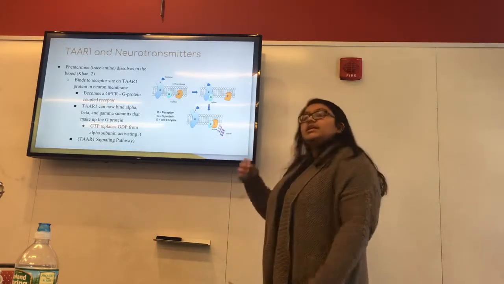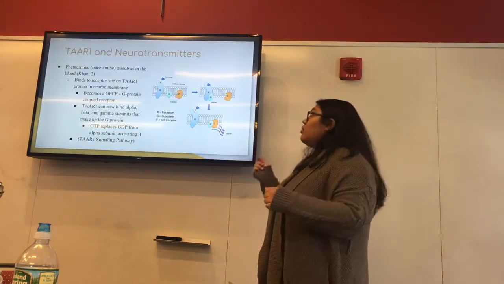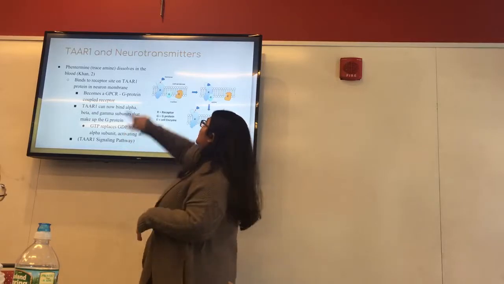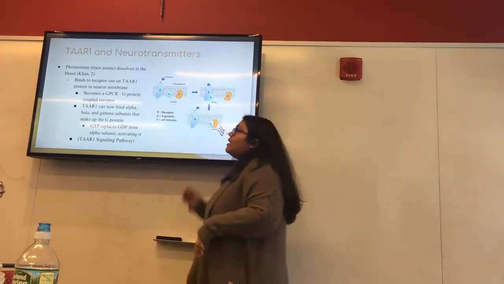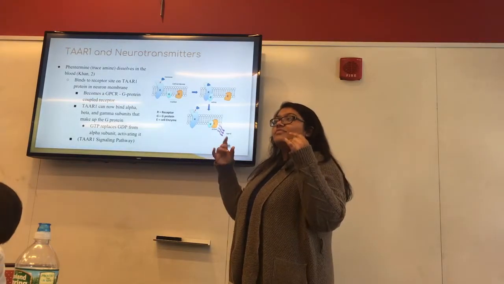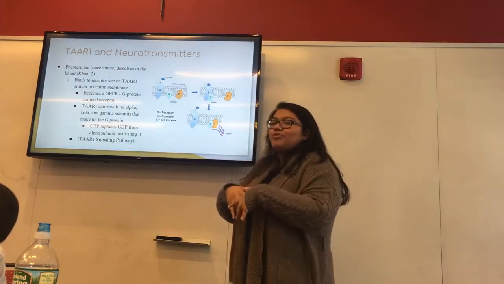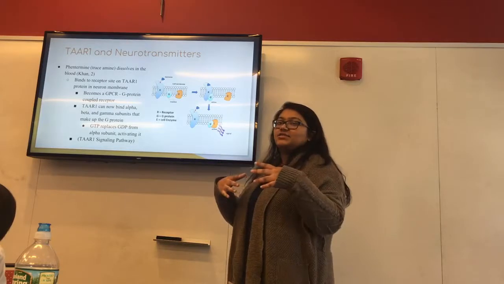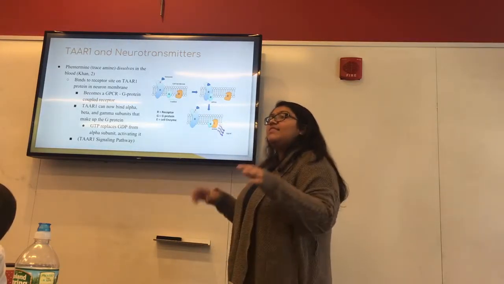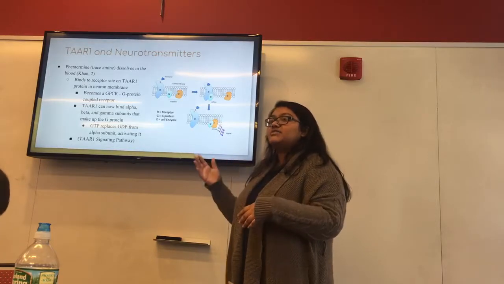But basically, the phentermine is going to bind to the receptor site on the TAAR1. So this hormone is technically phentermine. It's going to bind to TAAR1, and it becomes a GPCR. So that's when it becomes a coupled protein, because another protein is added to it. So these two together is a GPCR, and that kind of triggers an active state.